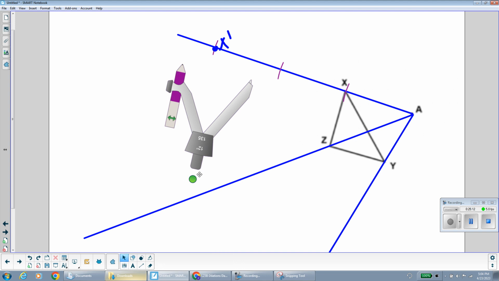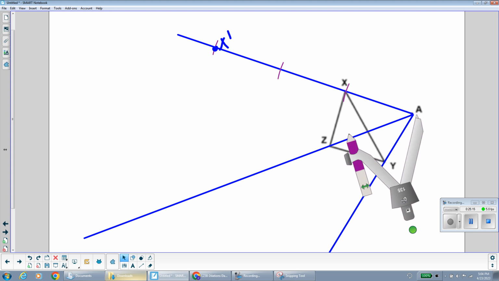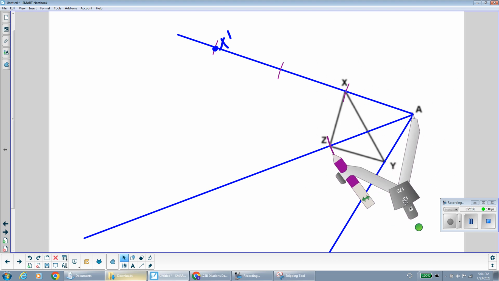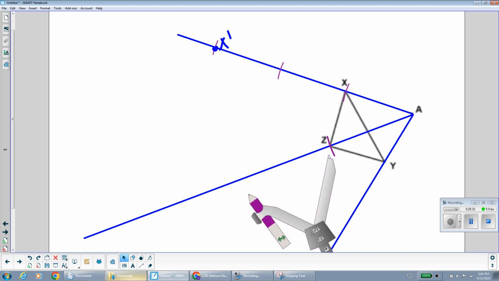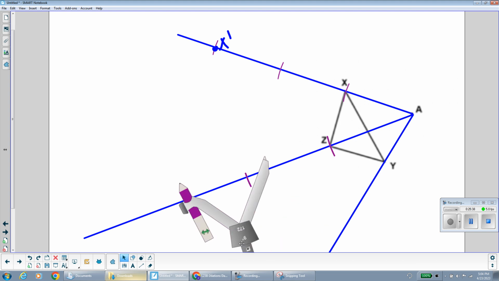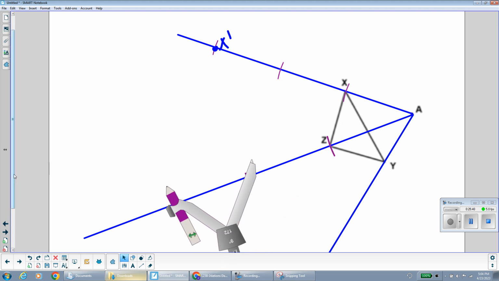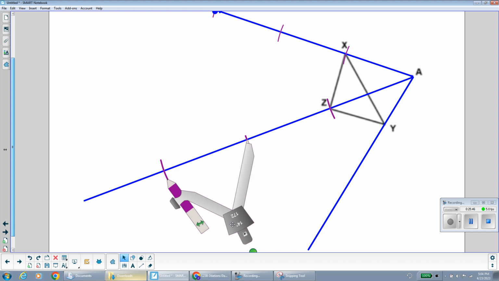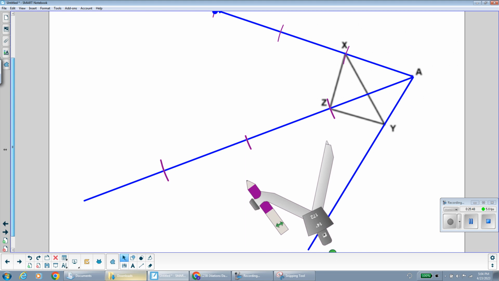for points Z and Y. So once again, I'm going to go over to point A, and I'm going to match up as best as I can to point Z. And I'm going to put an arc to show that I measured the distance. Okay, that's doubling the distance. Let me get some more space down here. And tripling the distance. That is my point Z prime.